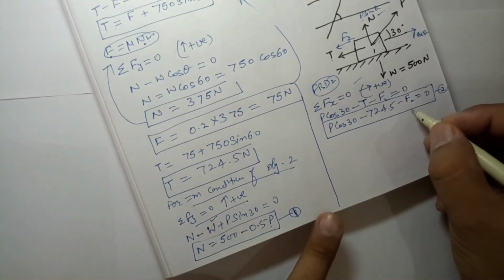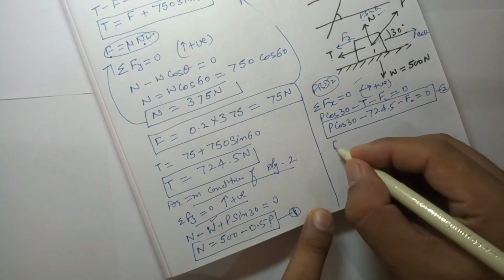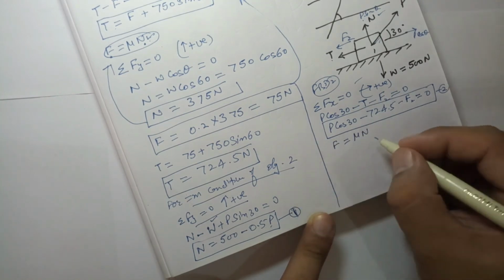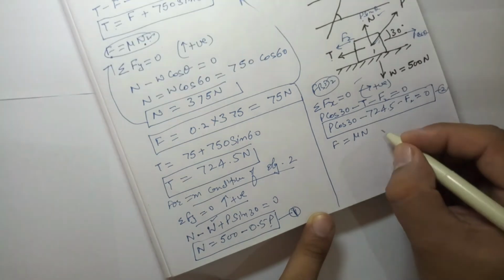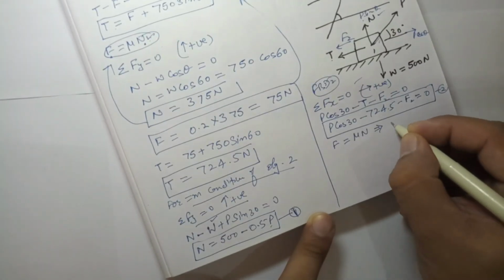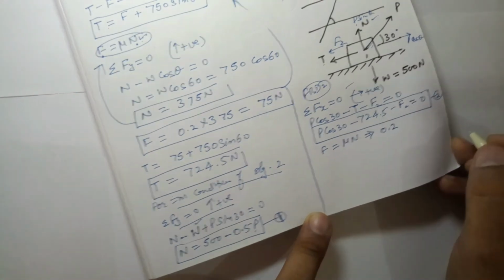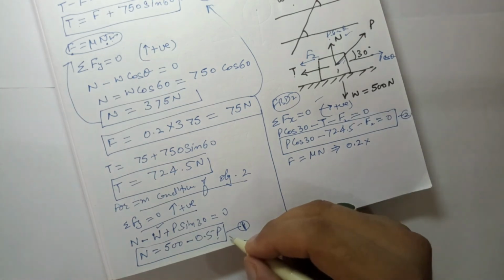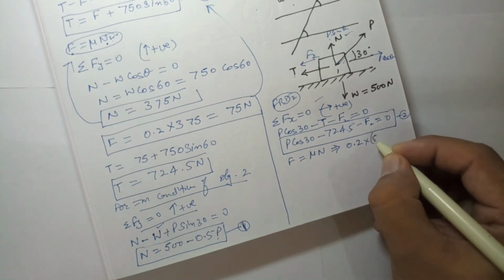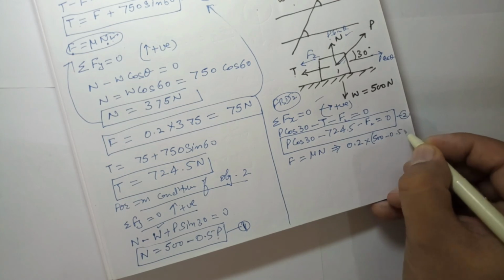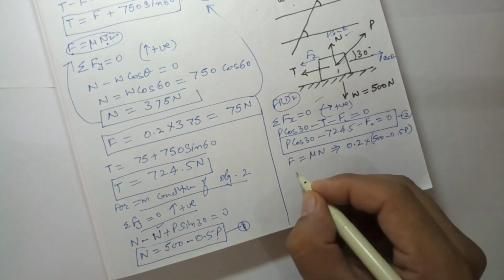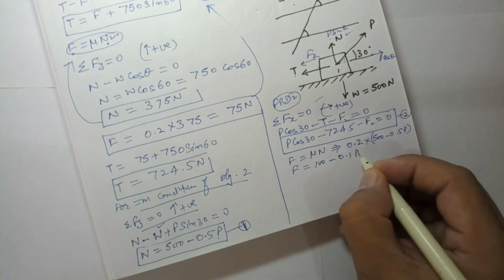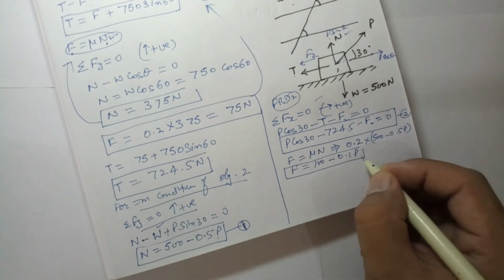Now we need the value of friction. How can we find out the friction? We know that friction is equal to mu into N. We have the value of N in the form of P. So we fill in the value; mu is given as 0.2. So 0.2 into the value of N in the form of P, we will write 500 minus 0.5 P, right? So what will be the friction now? F is equal to 100 minus 0.1 P. So this is the value of friction in the form of P.